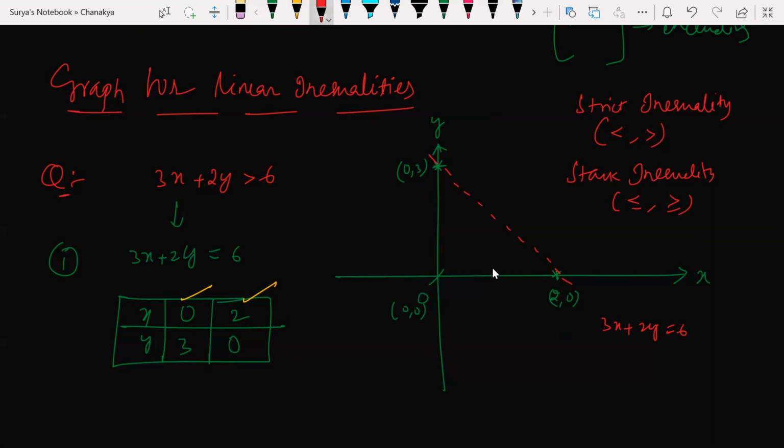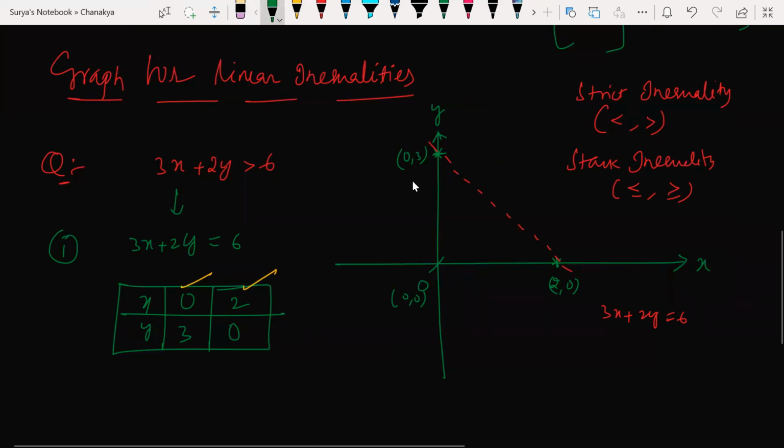Next, whether my solution is going to be above the dotted line or below the dotted line, that is the question here. For checking that, I'll be taking one point. Let me take the origin here.